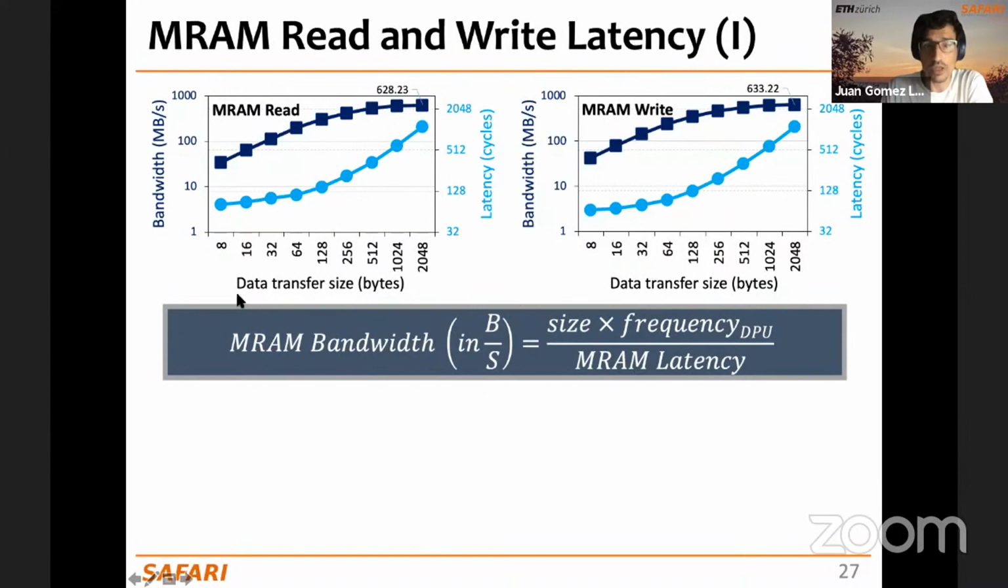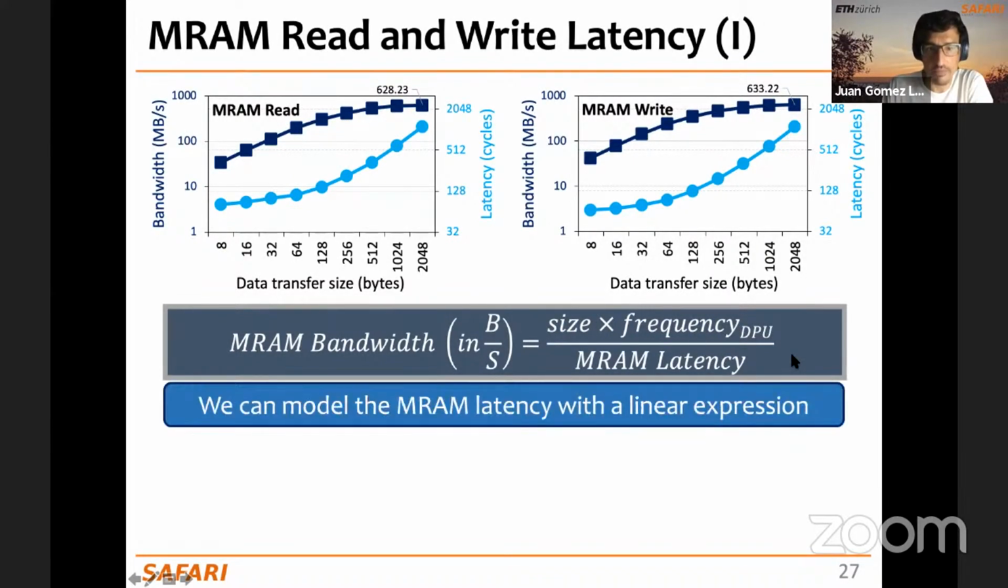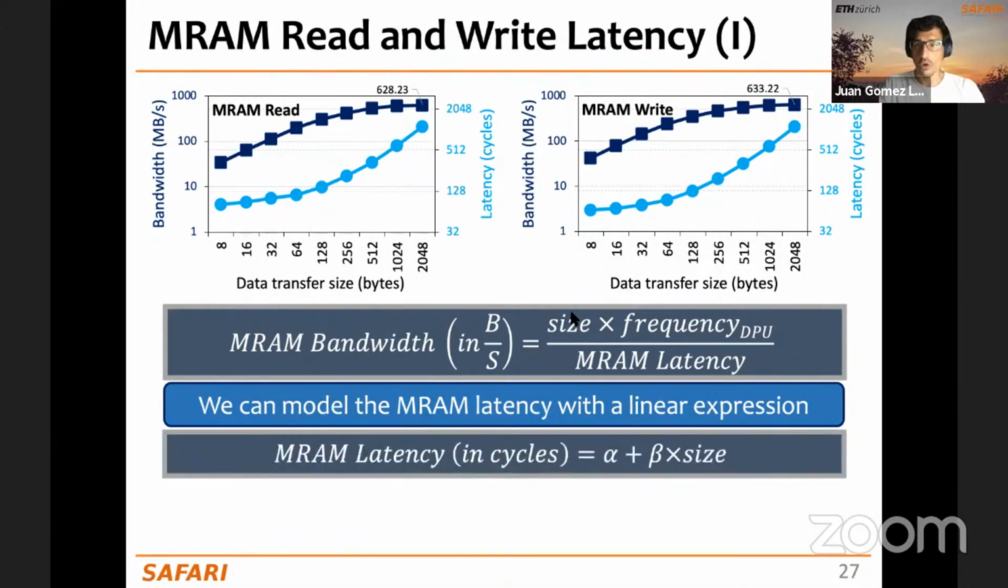The way that we obtain the bandwidth is by using this expression where size is the size of the data transfer, frequency divided by the measured MRAM latency. And one interesting observation is that we can model the MRAM latency with a linear expression. Actually, our linear expression looks something like this. It's a fixed term called alpha plus a variable term, which, as you see, depends on the size of the transfer, which is beta times size.